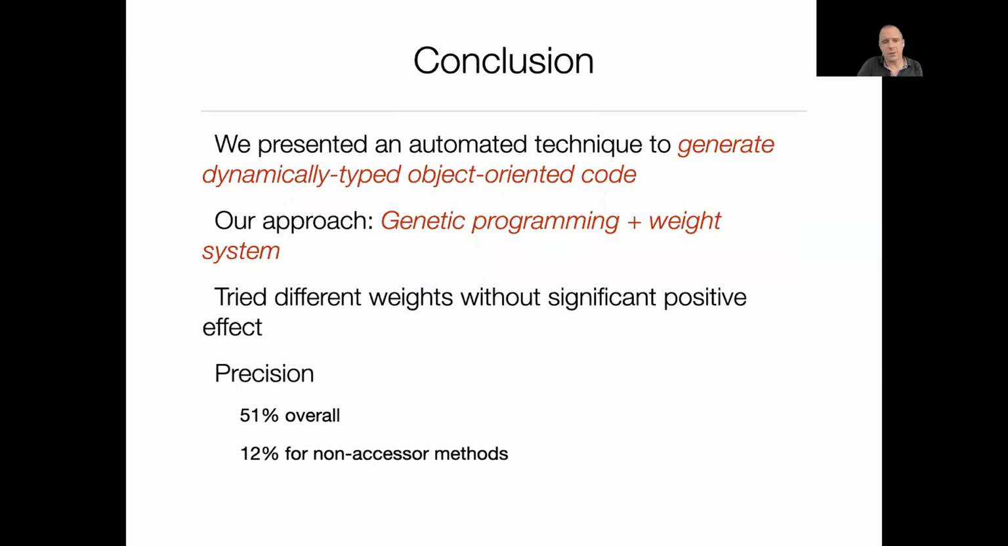So that is our presentation. We presented an automated technique to generate dynamically typed object-oriented code. Our approach is to use a genetic programming algorithm and a weight mechanism, weight systems. We tried different weights without having a significant positive effect. Overall, we have a precision of 51% and 12% for non-accessor methods, which we qualify as complex methods.